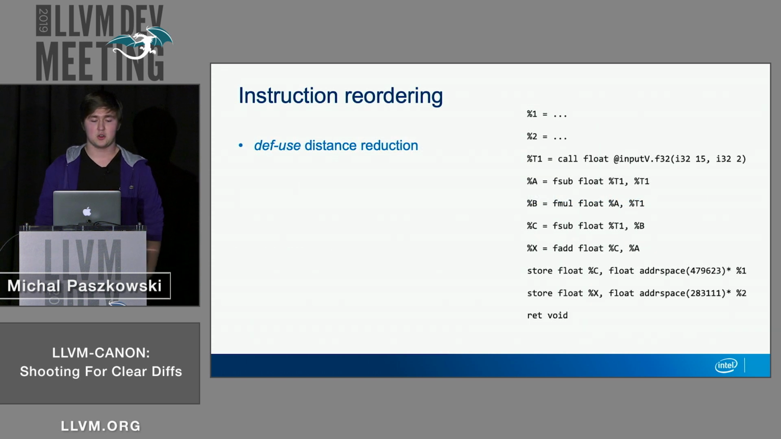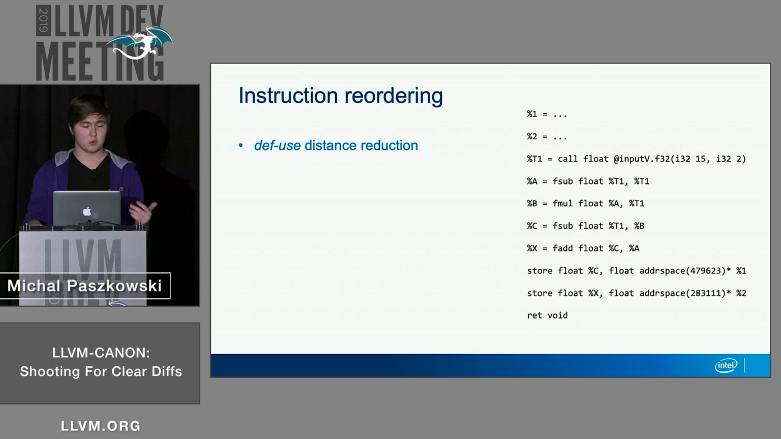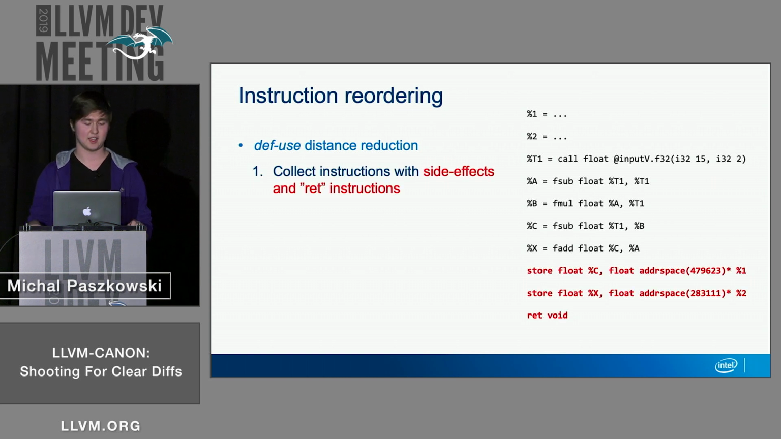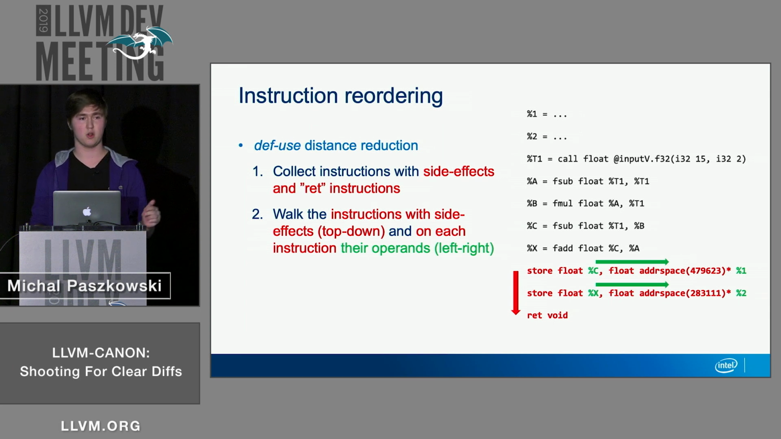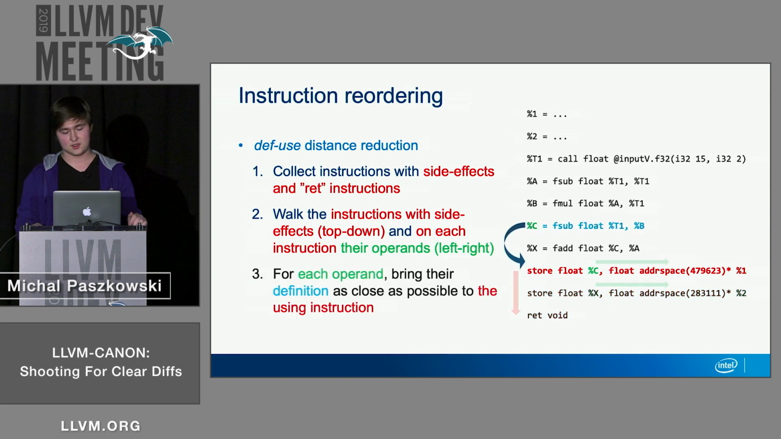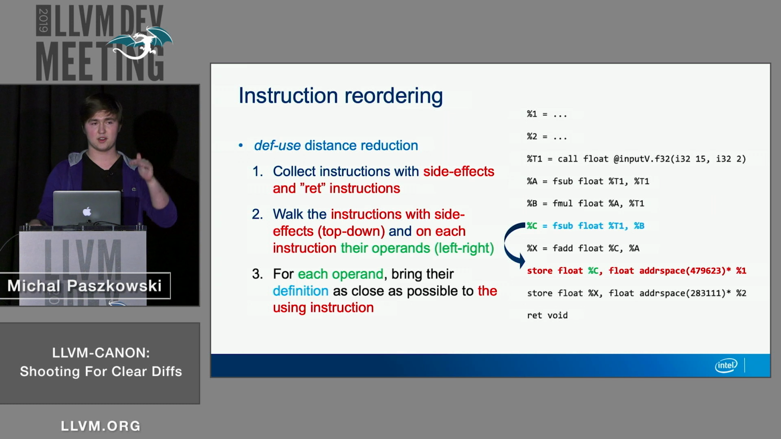So we got an idea that we could use a method of def-use distance reduction to reorder instructions. And what we do in LLVM Canon is that, first of all, we collect all of the instructions with side effects and return instructions. And then we walk through those instructions with side effects top down. On each instruction, we walk through their operands left to right. And as we walk through their operands left to right, on each operand, we bring its definition as close as possible to the using instruction.